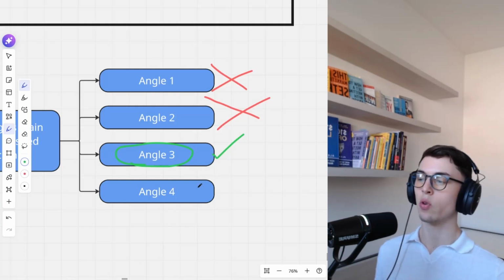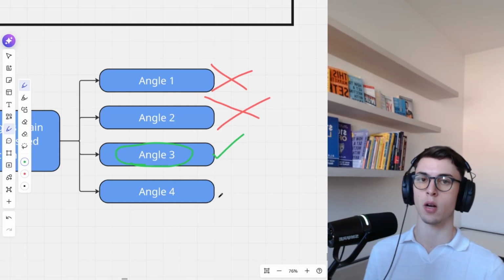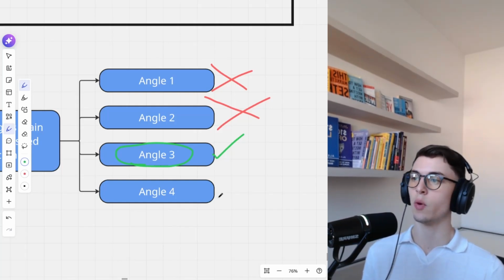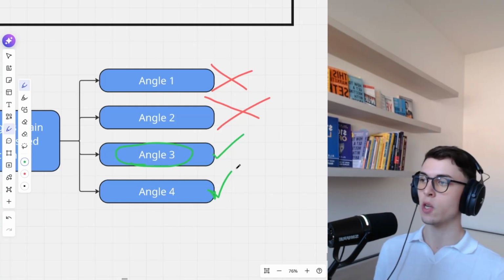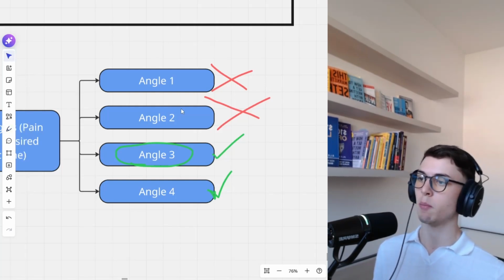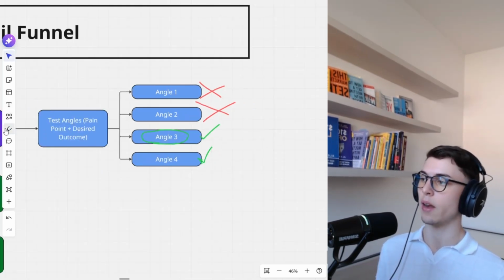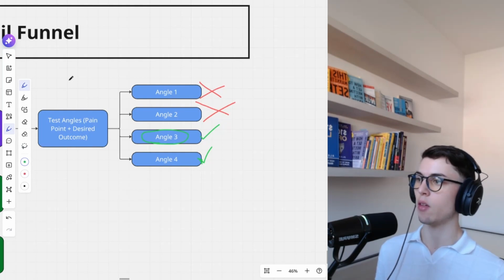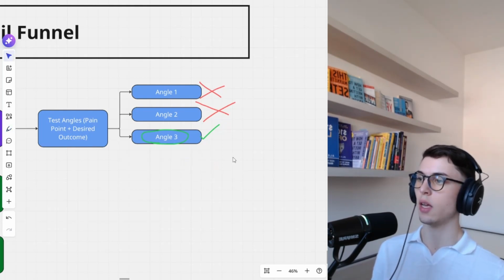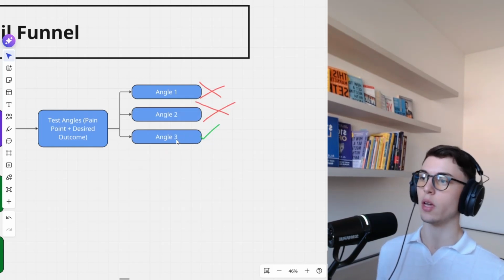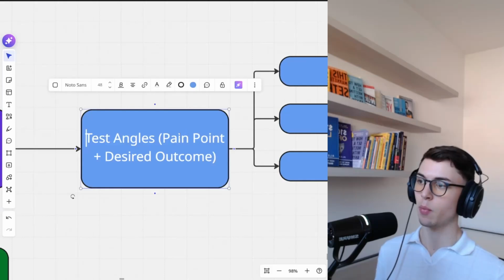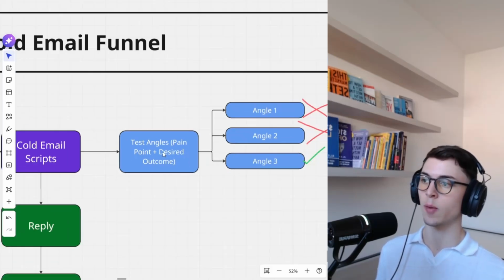And then angle 4, let's say as well, it got us 3 positive responses. So depending on how many positive responses, how many results we got from the other angles, we're going to say, okay, angle 4 also worked well, right? So from here, what you want to do is pick the best performing angles. Now, for sake of simplicity, let's just say that we tested just 3 angles, and angle 3 was the best performing one, right? So we're going to pick angle 3. In this case, it was a specific pain point plus a desired outcome attached to the pain point.